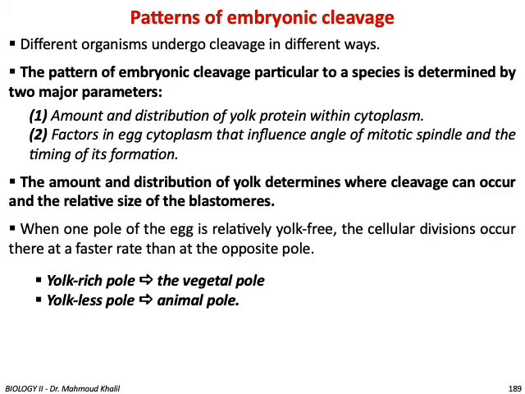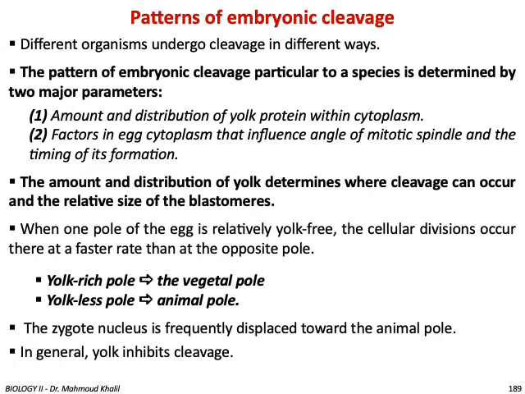The amount and distribution of yolk determines where cleavage can occur and the relative size of the blastomeres. When one pole of the egg is relatively yolk-free, cell division occurs there at a faster rate than at the opposite pole. Normally we say the yolk-rich pole of the zygote is the vegetal pole, while the yolk-less pole is the animal pole. The zygote nucleus is frequently displaced toward the animal pole, because it is less dense and has less yolk. In general, yolk inhibits cleavage.